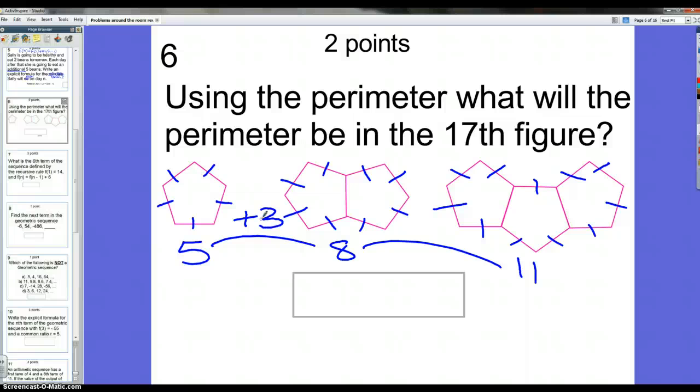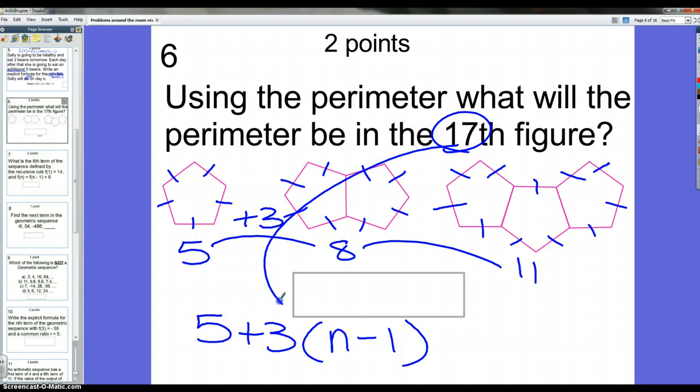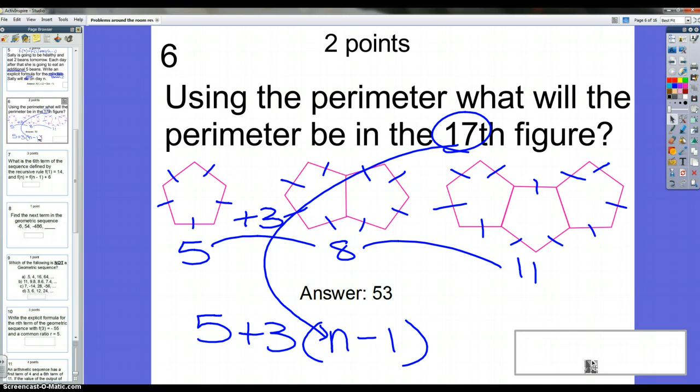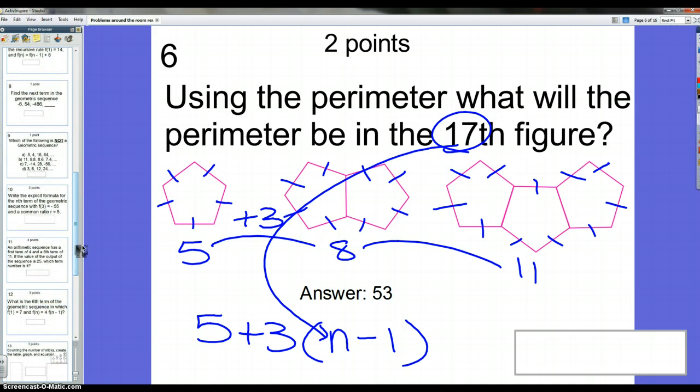Or we could write a formula. So the first term is 5. We know it's adding 3 and n minus 1. And because we want the 17th number, we could plug in 17 for n, and that could also give us our answer. And the answer on this one is 53. So if we keep adding 3 till we get to 17, it's 53.